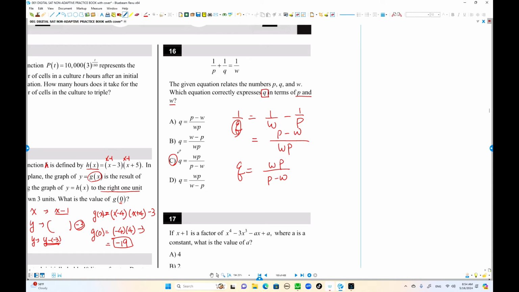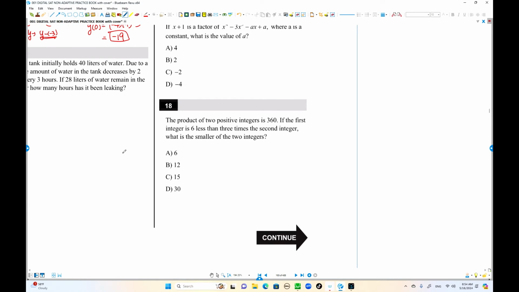Choice is the answer. A product of two positive integers, you can use two numbers A and B. So product AB equals 360. One of the numbers is what? Second integer 3 times B and minus 6. 6 less than 3 times. Okay? Now let's find the numbers.